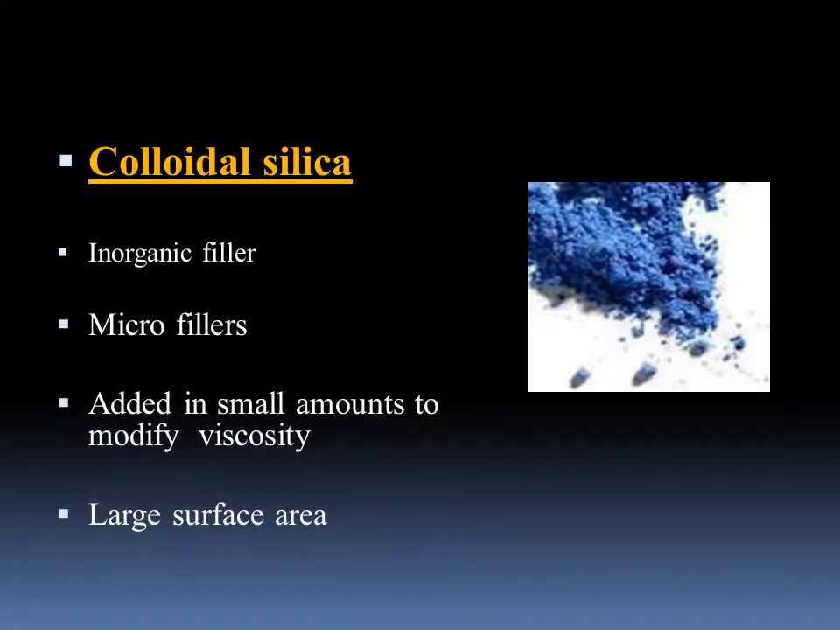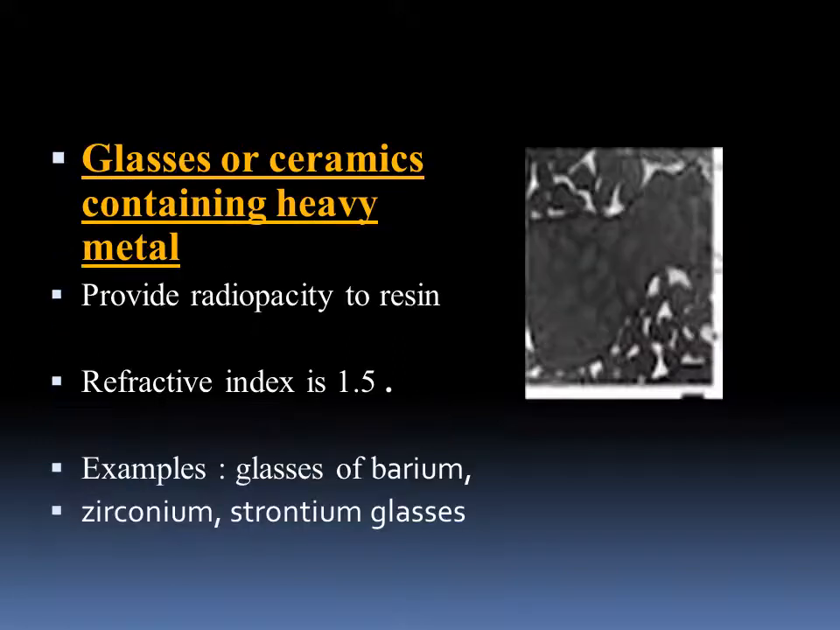Then we have colloidal silica. These are known as microfillers. They are added in very small amounts to modify the viscosity. They have a large surface area, and they are basically inorganic fillers. Then the glasses or ceramics containing heavy metals are the best to provide radio opacity to the resin. Refractive index is 1.5, almost close to tooth. Examples are glasses of barium, zirconium, strontium, etc.